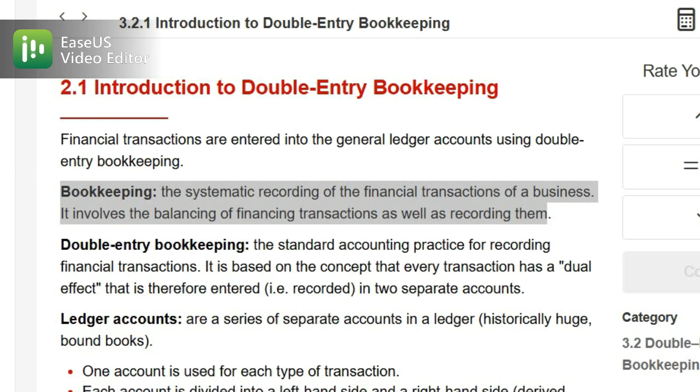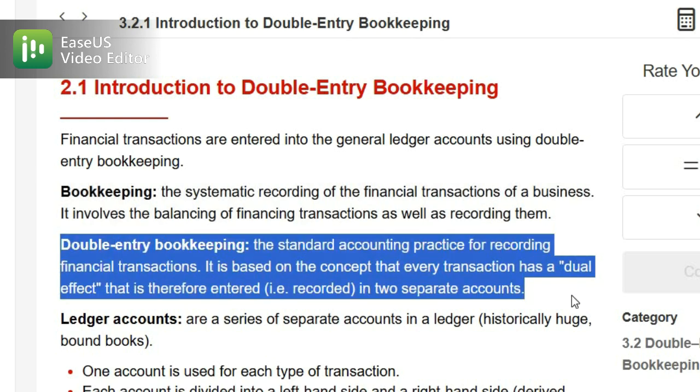For example, if you buy tea for your office, you record that expense. If you receive payment from a client, you record that income. This is a standard and organized way. Then you have double entry bookkeeping.